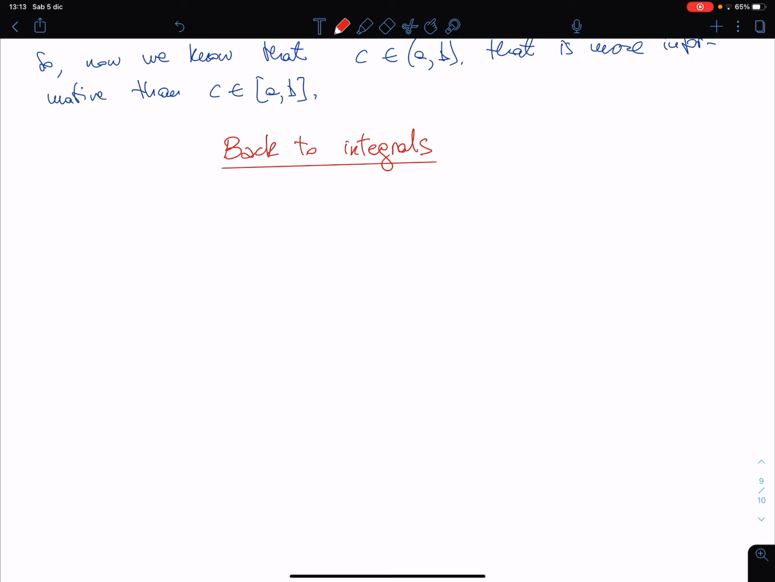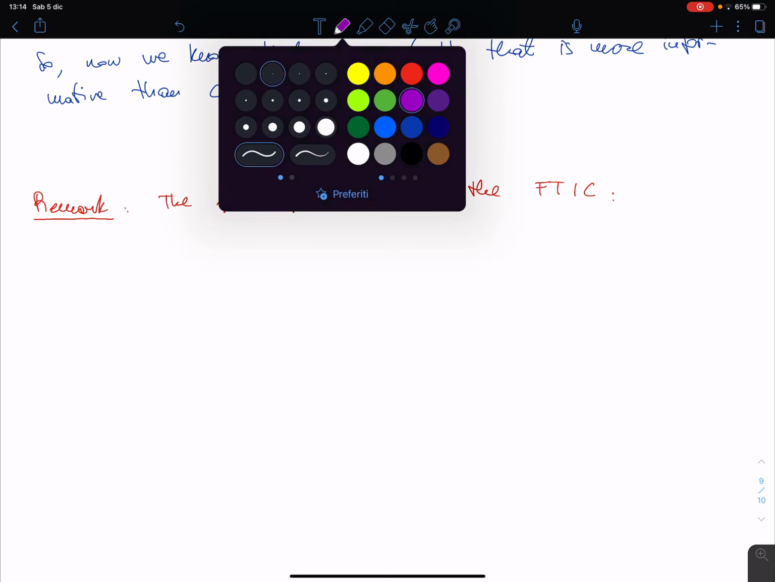the first remark, which is very important, is the following. This is the final formulation of the fundamental theorem of integral calculus. Remember that the theorem was the following.